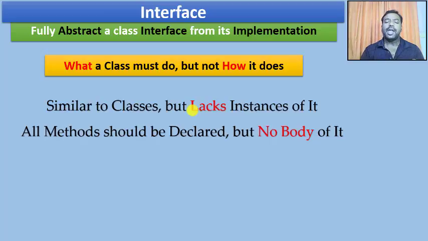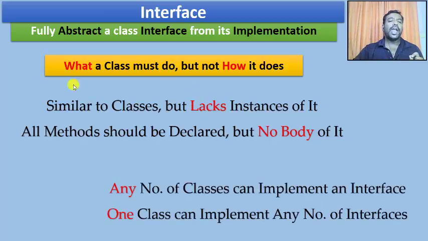That's all. Fine. And so now with this, any number of classes can implement an interface. Once I create an interface, this interface can be used by any number of classes. Clear? And one class can implement any number of interfaces. Fine. I'm going to have one class. Now this one class can have the properties of the first interface, second interface, third interface, any number of interfaces. This is what we call multiple interfaces.